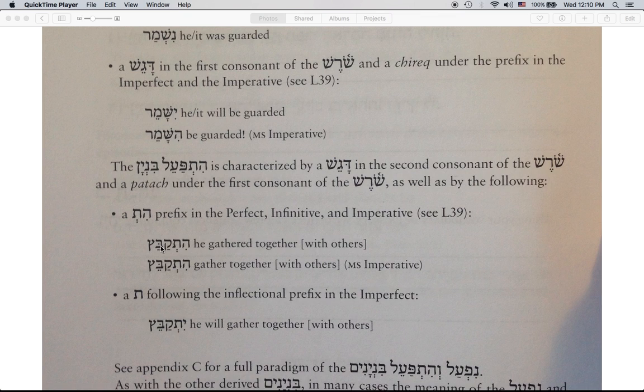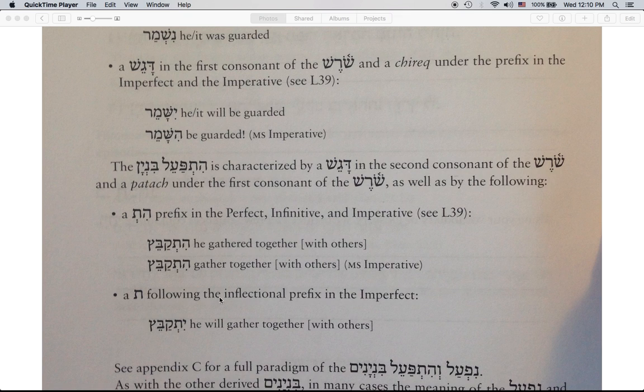This is similar to the piel. The piel takes the dagesh in the second root letter, and here we find it again. Hitkabbes. So this is 'he gathered himself together with others,' and this is the imperative form, formed exactly the same, hitkabbes.